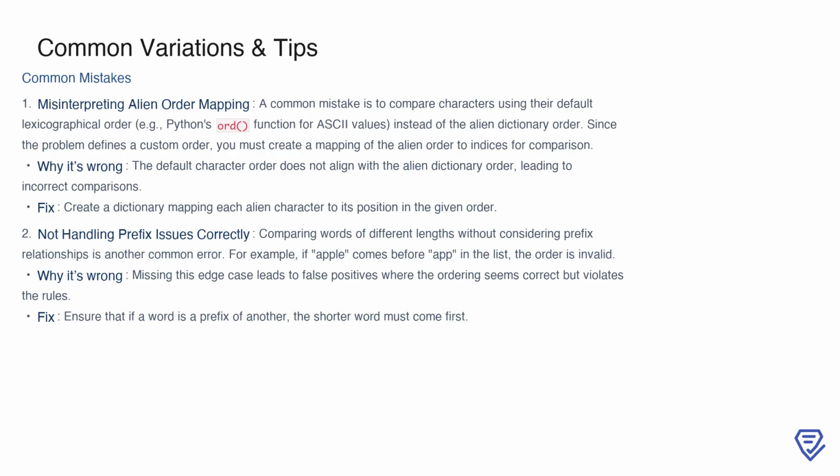When solving this problem, there are a few common mistakes to watch out for. One major issue is misinterpreting the alien order mapping. If you compare characters using their default lexicographical order, such as with Python's ord function, you'll get incorrect results because the problem defines a custom order. To fix this, you need to create a mapping that assigns each alien character to its position in the given order. Another frequent mistake is not handling prefix issues correctly. For instance, if apple appears before app in the list, it violates the rules since the shorter word must come first when a word is a prefix of another. To avoid this, ensure your logic explicitly checks for such prefix relationships during comparisons.